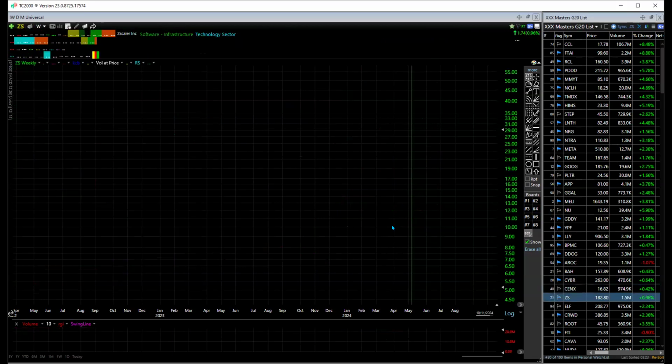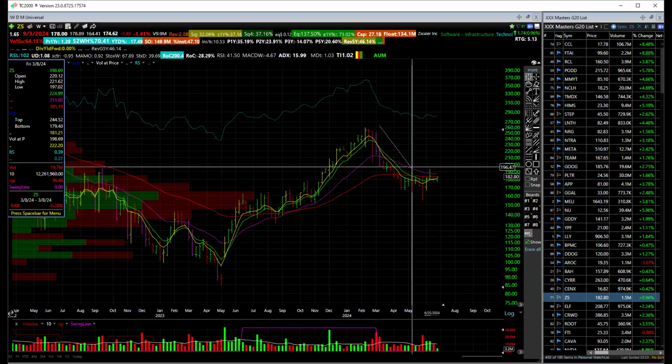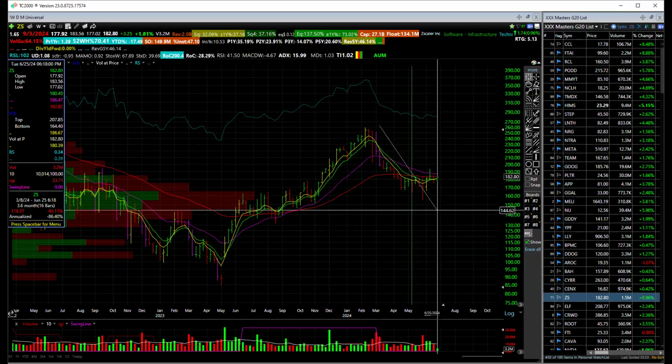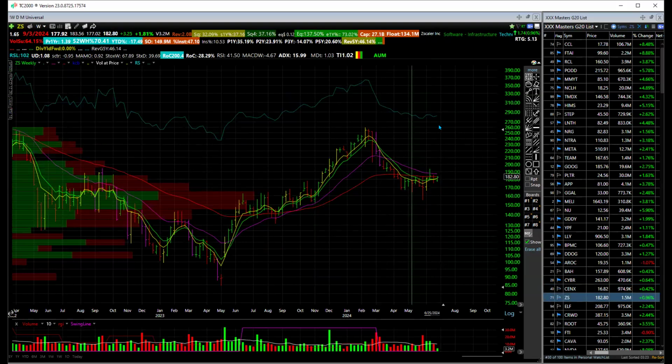Sentinel in a base. So Zscaler, this one the base might be a little on the deep side. Yeah, it's kind of there, right? It's close to the parameters, so under around 35%, 40%, it's doable. So it looks like it's putting in a bottom of the base formation.